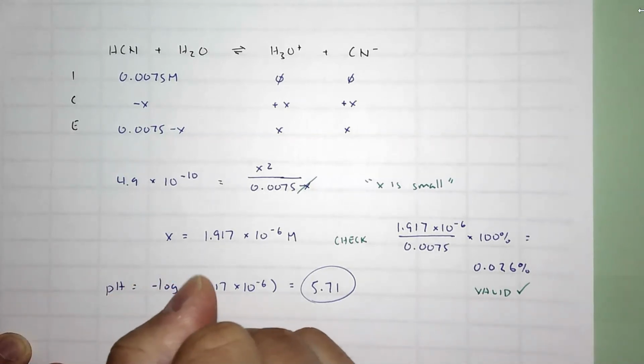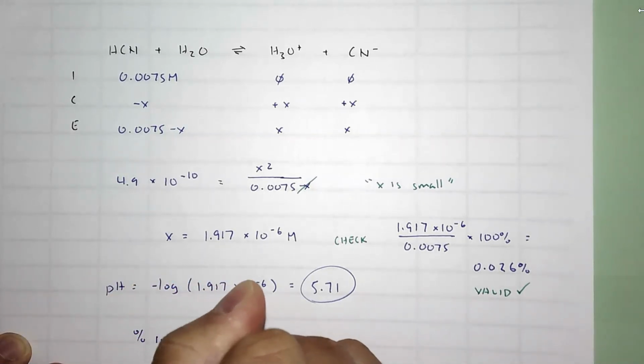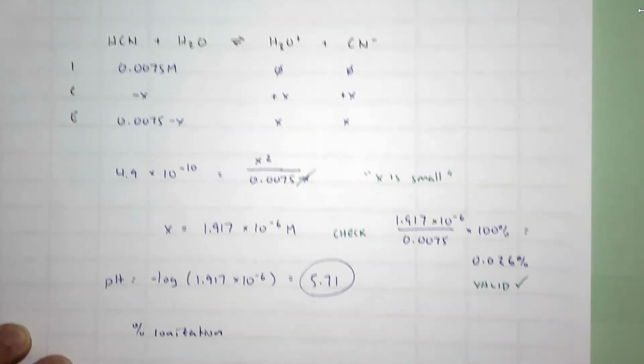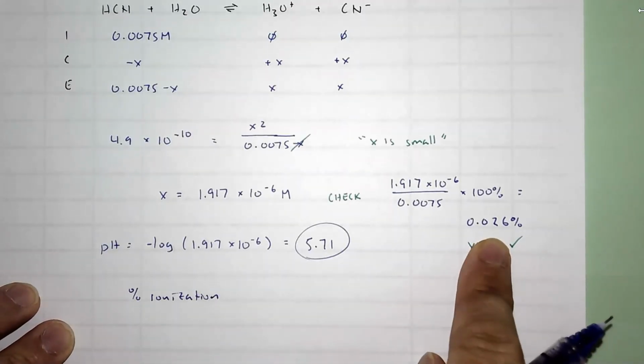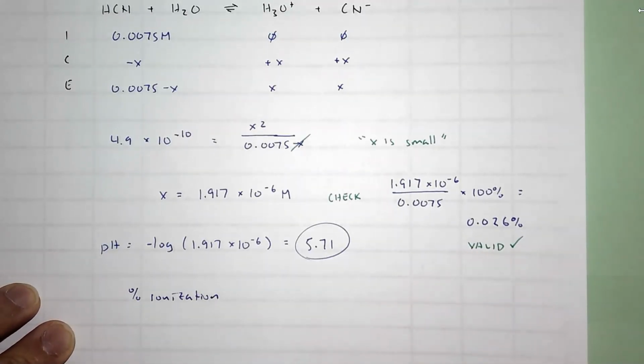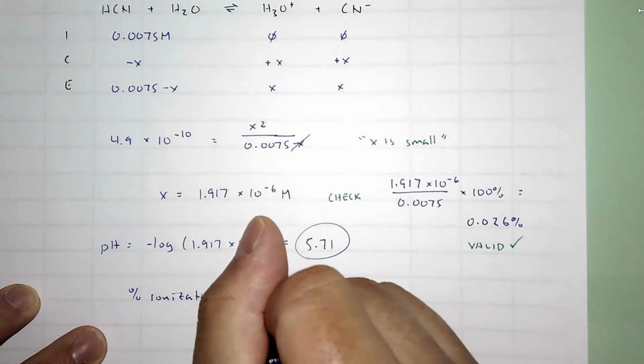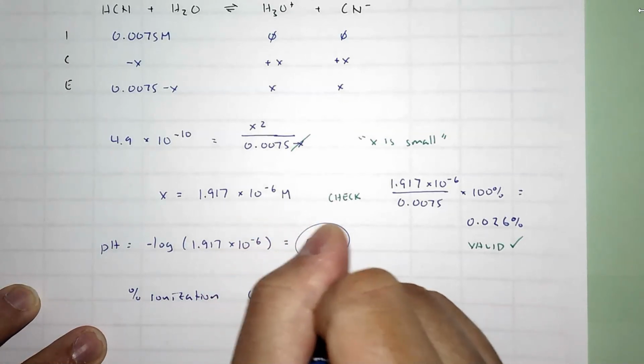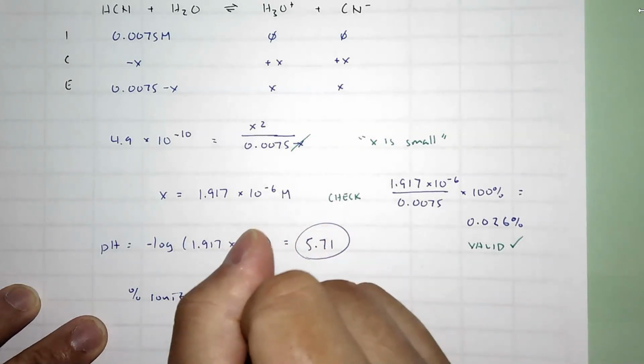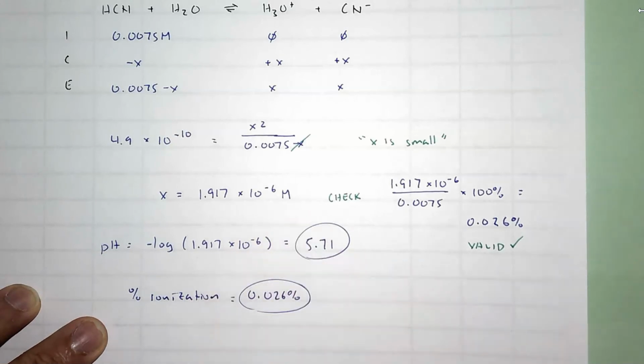Percent ionization, or percent ionized? Well, that's this number. It's the same idea that we saw before. So 0.026% is the percent ionization or percent ionized. What happened?